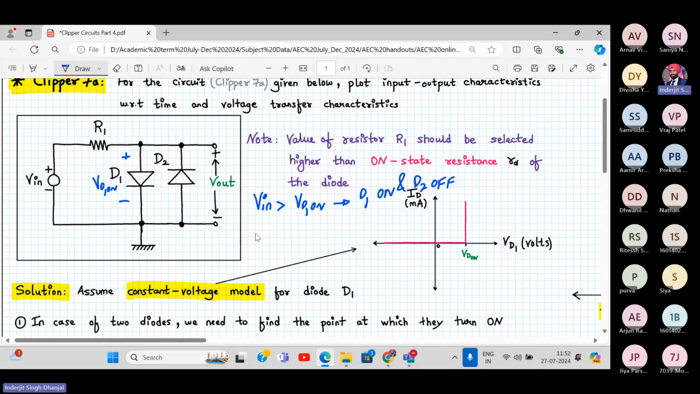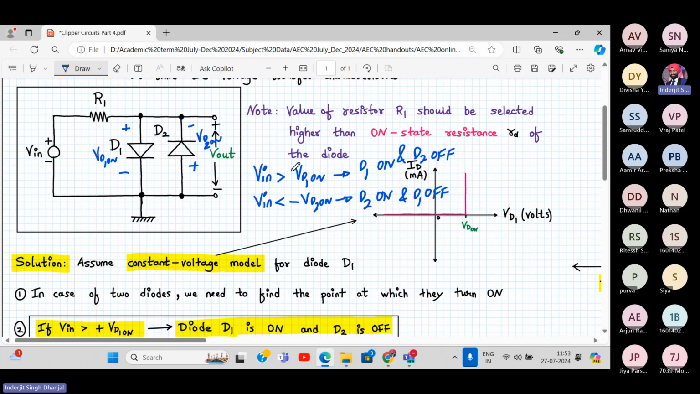All right. And when is the diode D2 getting turned on? Here the voltage over here will be minus VD2 on. Can you all tell me? Vin less than minus VD2 on. Understood this? Whenever Vin becomes less than minus VD2 on, my diode D2 will be on, and D1 will be off. If you have understood this, then the entire analysis becomes simple.